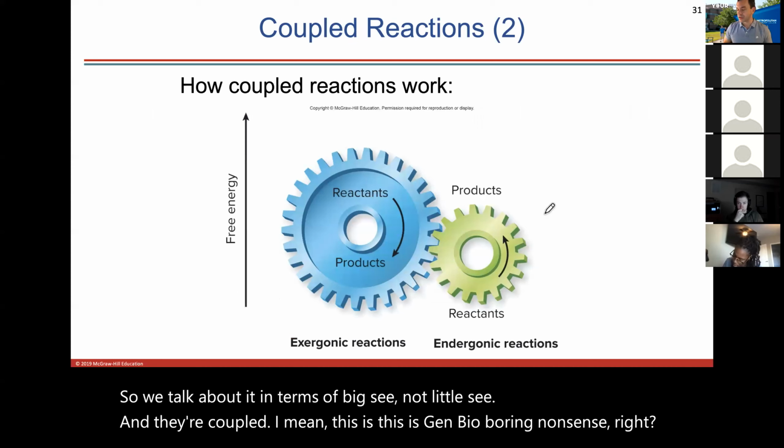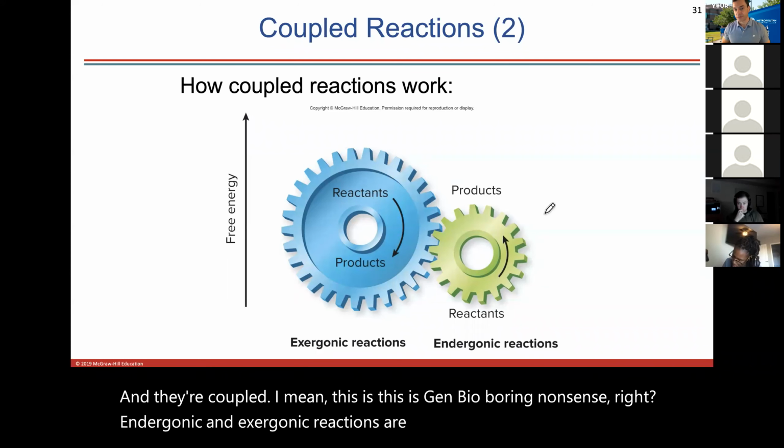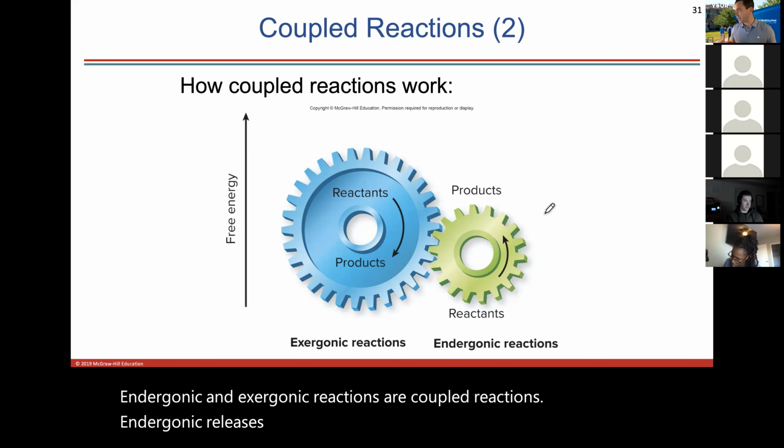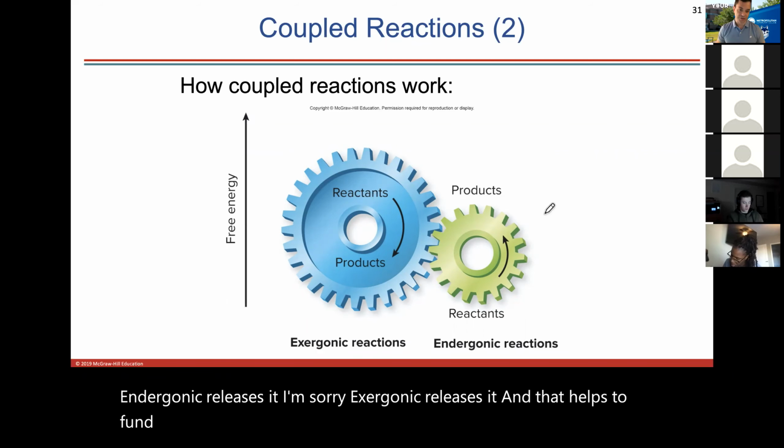Endergonic and exergonic reactions are coupled reactions. Exergonic releases it, and that helps to fund those endergonic reactions.